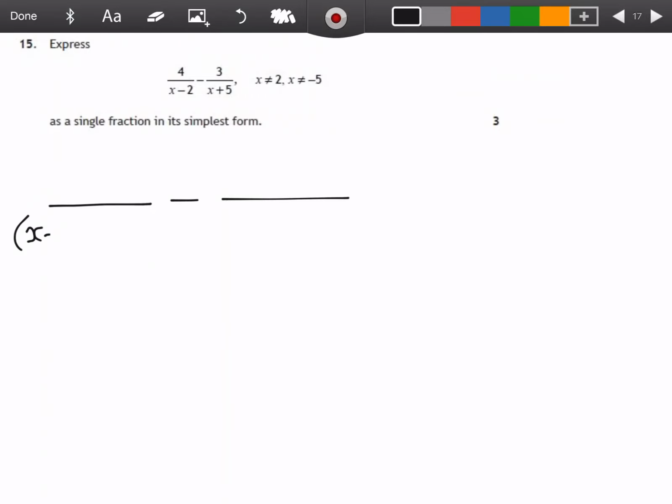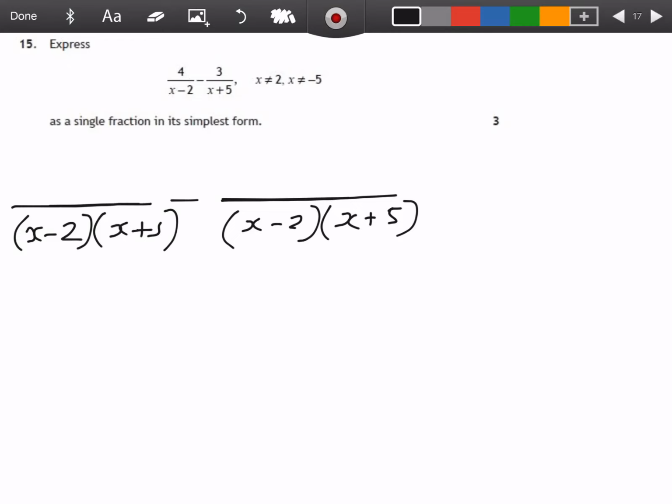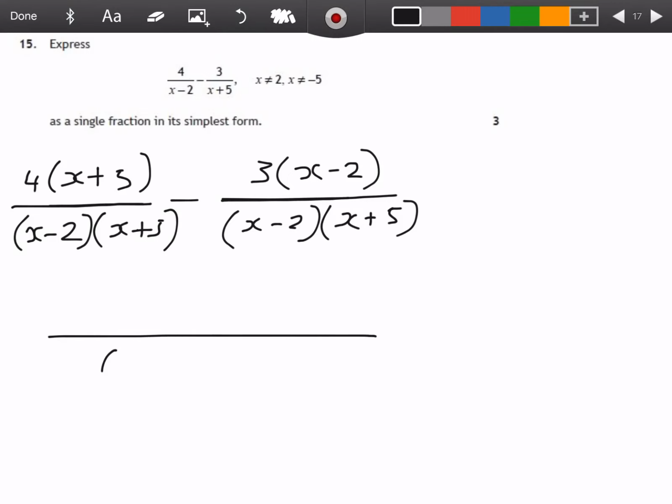So the first one is going to be x minus 2 times x plus 5. Now obviously we've changed the bottoms of the fractions. It means we need to also change the top of the fractions. The first fraction just had an x minus 2 at the bottom. It's now been multiplied at the bottom by x plus 5. So the top of this fraction also gets multiplied by x plus 5. The second fraction just had an x plus 5 at the bottom, but the bottom's been multiplied by x minus 2, so the top has to be multiplied by x minus 2 as well. And now that we've got the common denominator, we can now write this over the one single fraction.